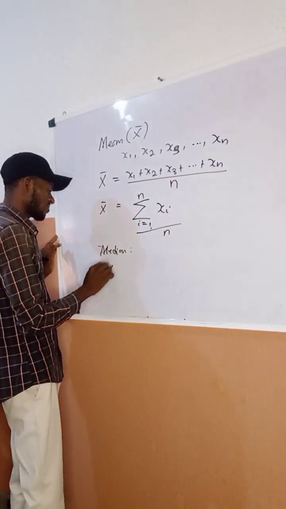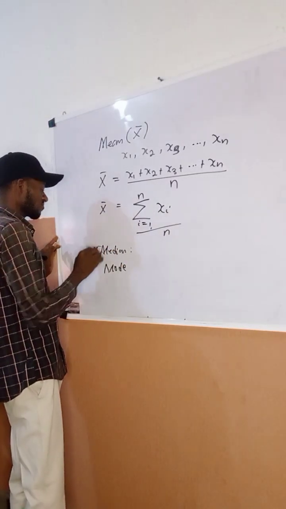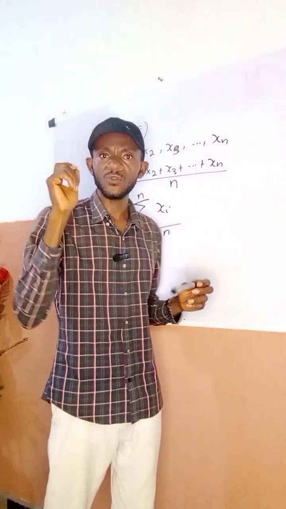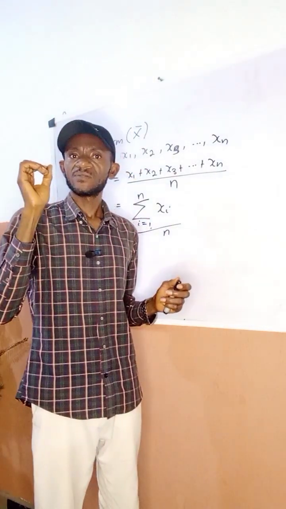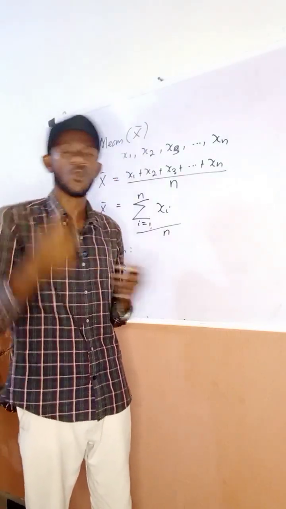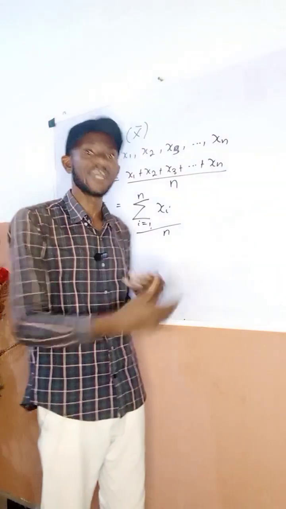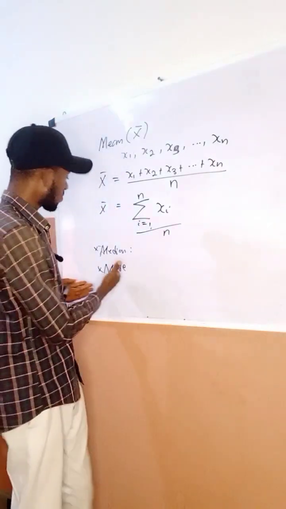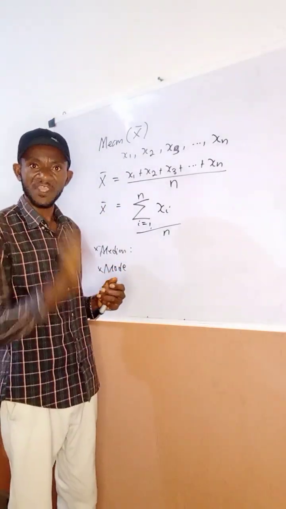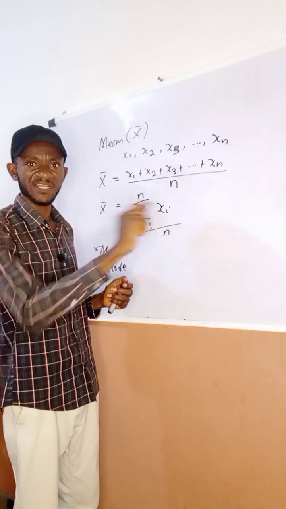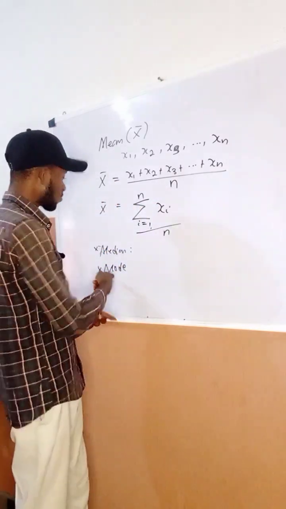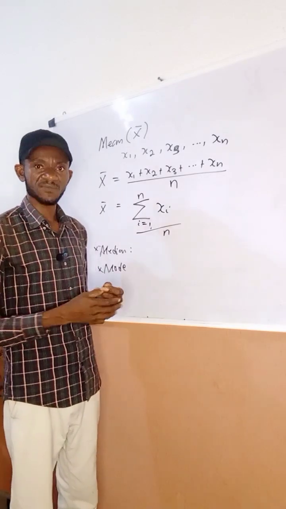When we talk about the mode, we are talking about the value or the observation that has the highest number of occurrence, or has the highest frequency. That is what we call the mode. A value or an observation in that data set that has the highest occurrence.